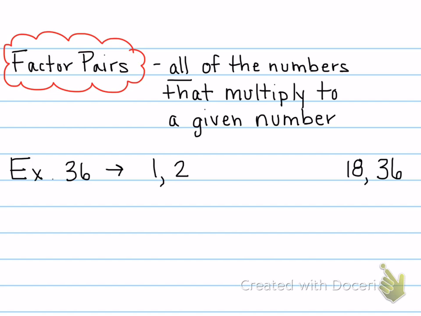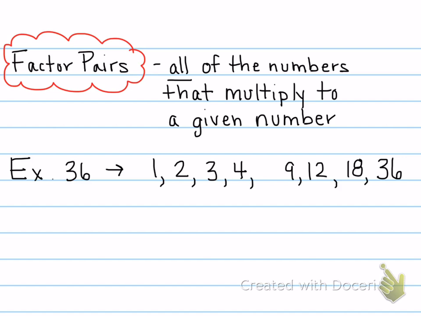Move up from 2, 3. Does 3 go into 36? Yes, we know that because 3 plus 6 is 9, and 3 goes into 9. And we find that 3 times 12 goes into 36. I move up from 3 and I go to 4. Does 4 go into 36? Yes, 4 times 9 is 36.